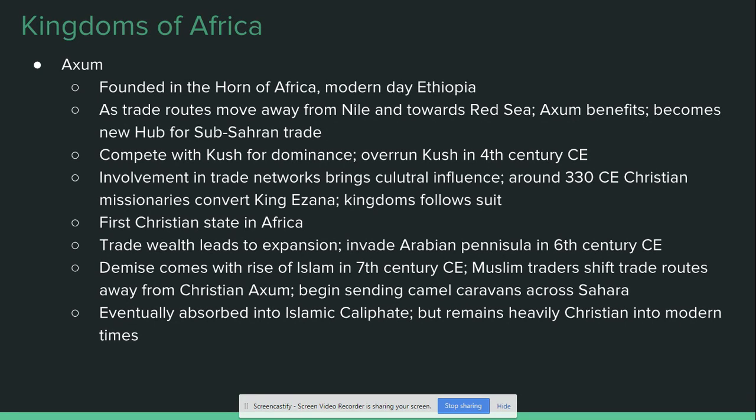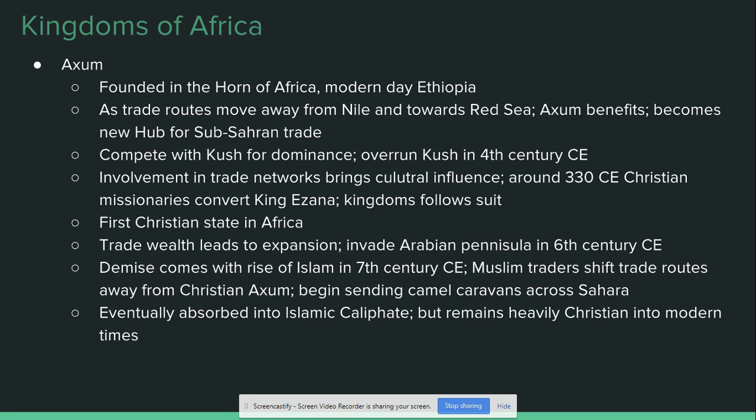And Axum and Kush begin to compete in the area for dominance over that sub-Saharan trade. Eventually, Axum overruns Kush in the 4th century CE, basically making them the dominant power when it comes to trade in sub-Saharan Africa. Now, involvement in these Red Sea, Mediterranean Sea, Indian Ocean trade routes not only brings money and wealth to Axum, but it also brings a lot of cultural influence.